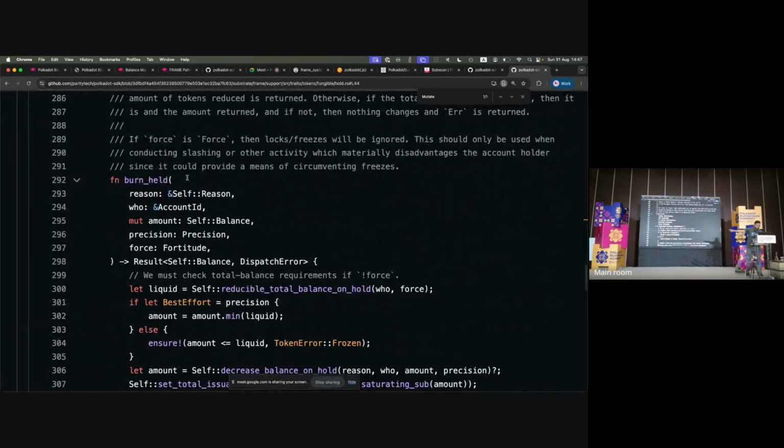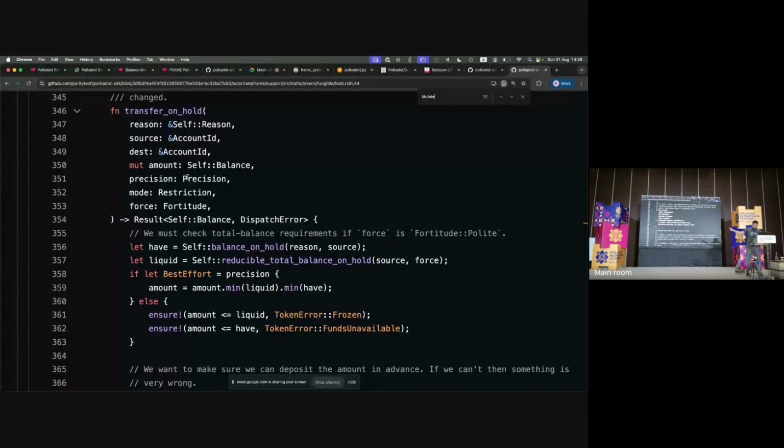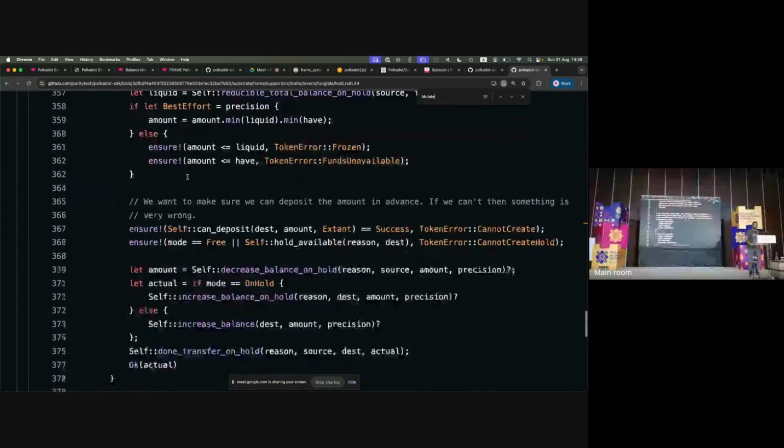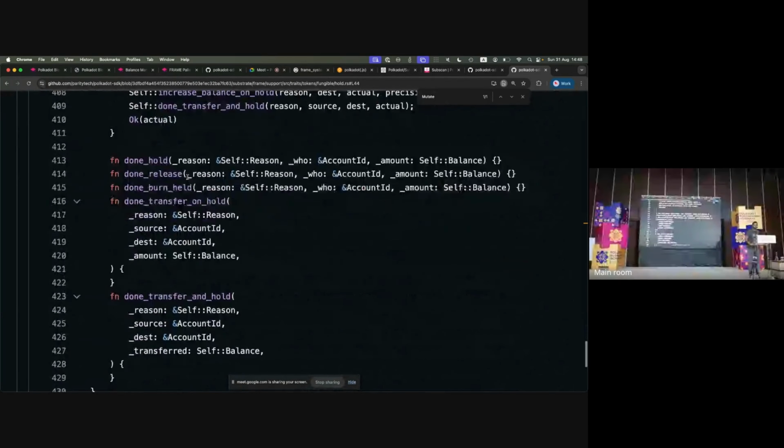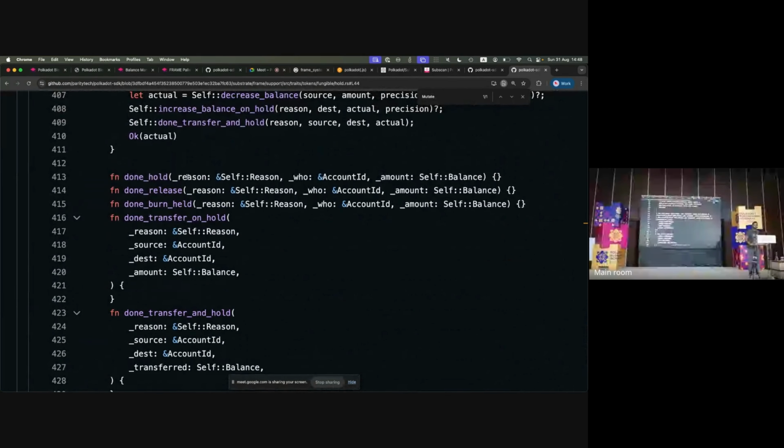You can burn held, which is like slashing. Burn all held. You could also transfer on hold. I actually used this somewhere in a migration where there are some funds held on some account. You want to transfer them, but keep the hold on the other account now. So you can do this: transfer and hold.